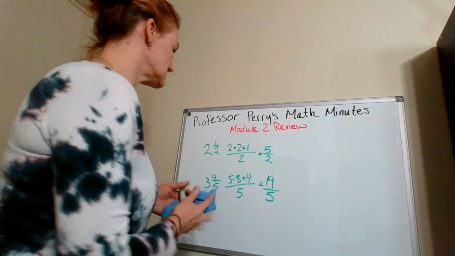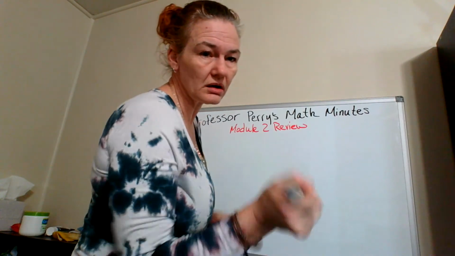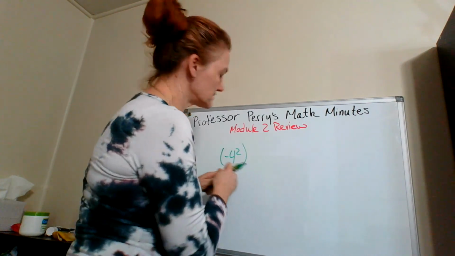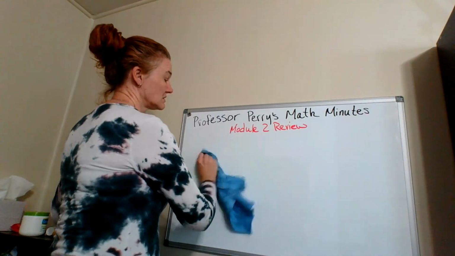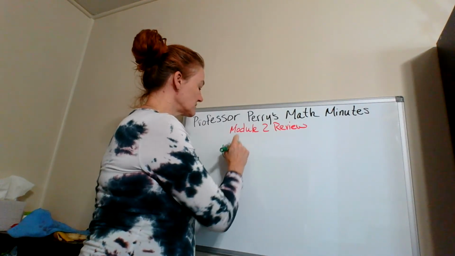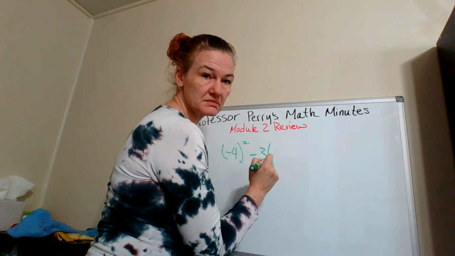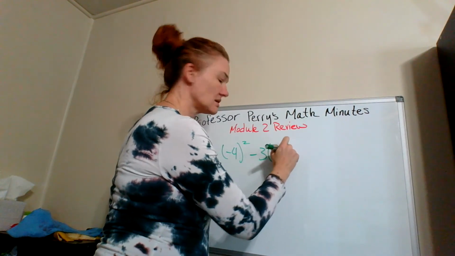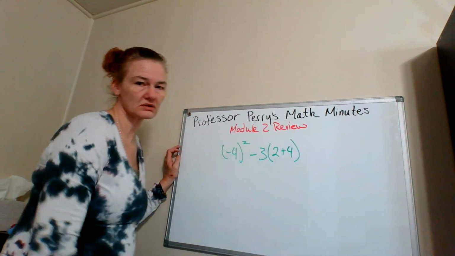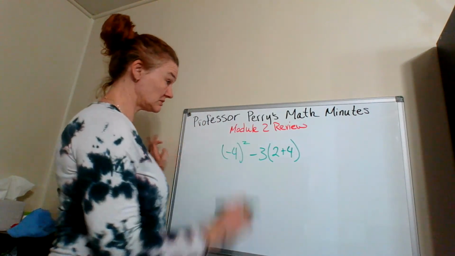So something like this. Minus 4 squared. Whoops. Minus 4 squared minus 3 times 2 plus 4. Okay, this is an order of operations. You're going to end up with some kind of number, no letters.